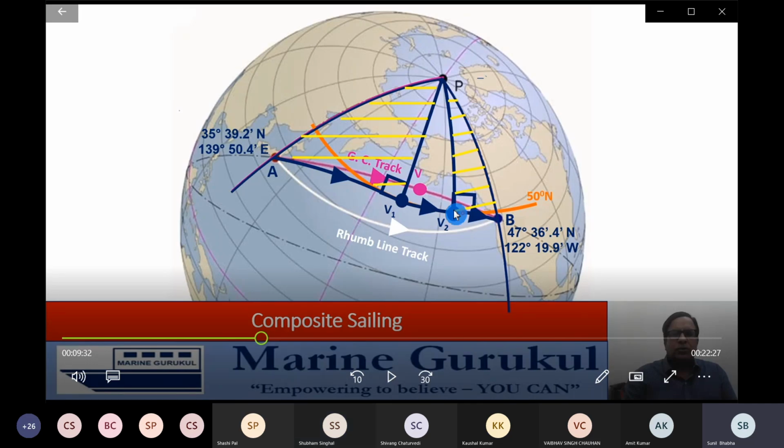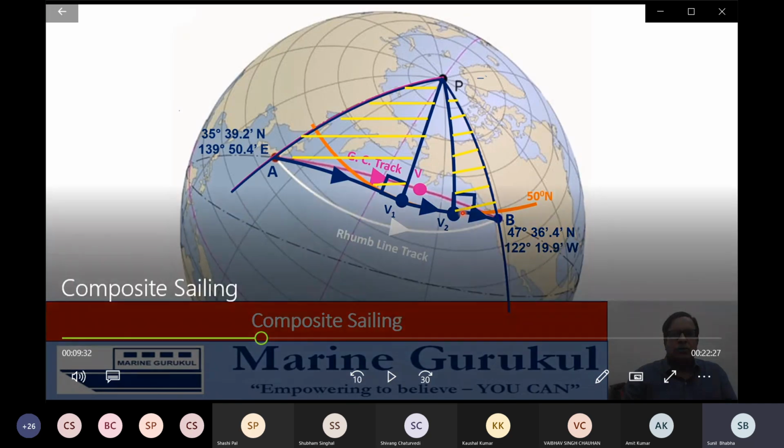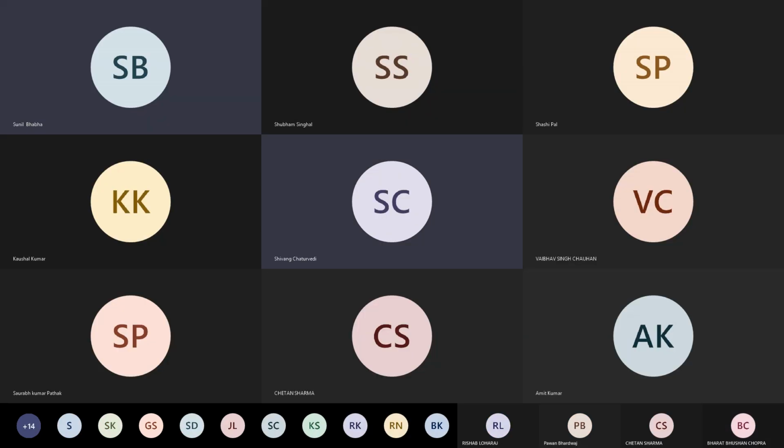So next big question in our mind, how to find V1 and V2. Now since we are almost finished for this particular session, let's enjoy our lunch, and after lunch we will enjoy how to find V1 and V2.